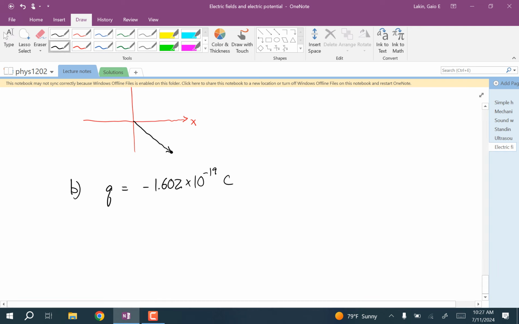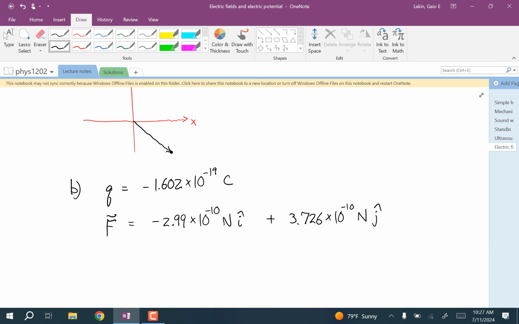So multiply that to each component of the electric field vector, and you get a force vector of negative 2.99 times 10 to the minus 10th newtons in the I direction, plus 3.726 times 10 to the minus 10 newtons in the J direction. Okay, obviously that's a pretty involved calculation, but that's the only kind of calculation you're going to have to do with these electric fields to get these electric fields.